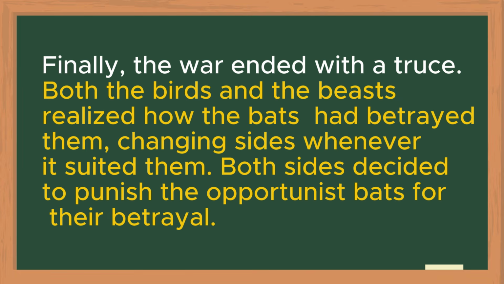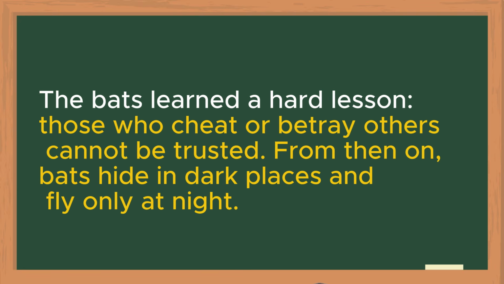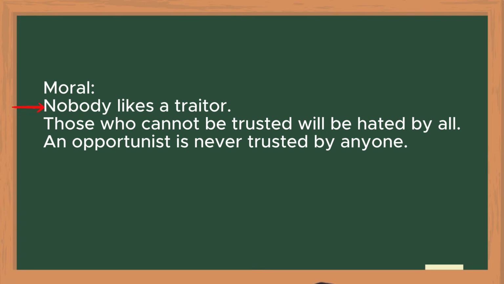Finally, the war ended with a truce. Both the birds and the beasts realized how the bats had betrayed them, changing sides whenever it suited them. Both sides decided to punish the opportunist bat for their betrayal. Now, this is the solution of the story. The bats learned a hard lesson. Those who cheat or betray others cannot be trusted. From then on, bats hide in dark places and fly only at night. Moral: nobody likes a traitor. Those who cannot be trusted will be hated by all. Or an opportunist is never trusted by anyone.